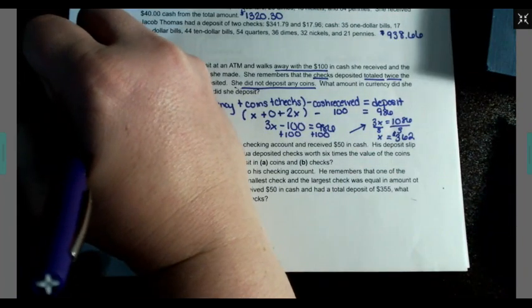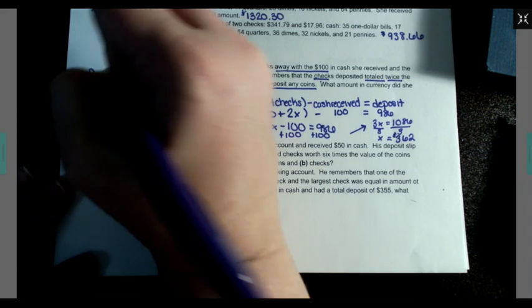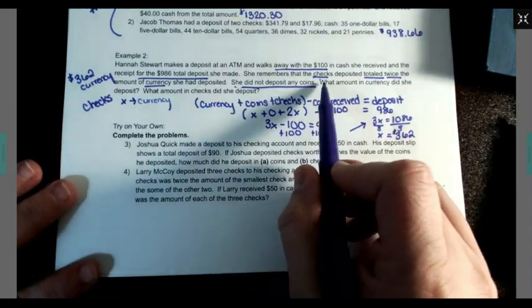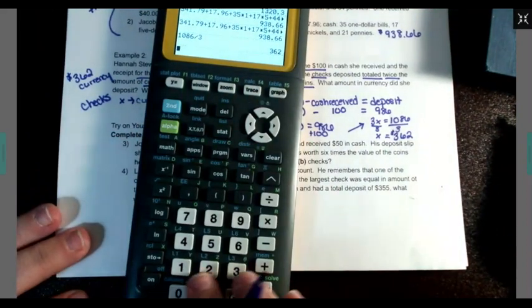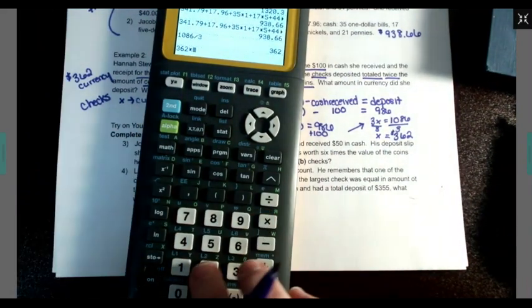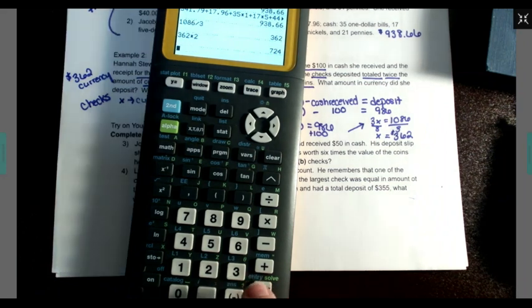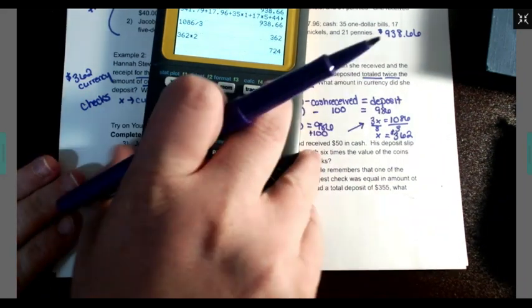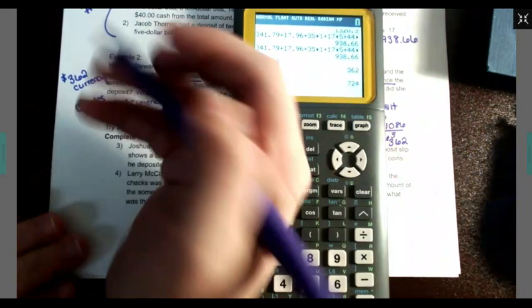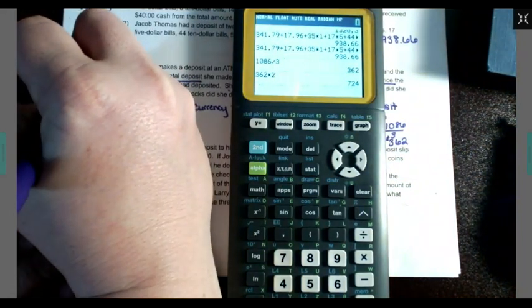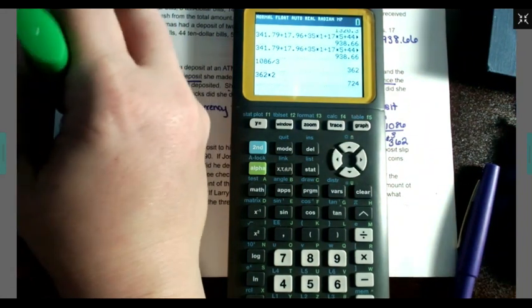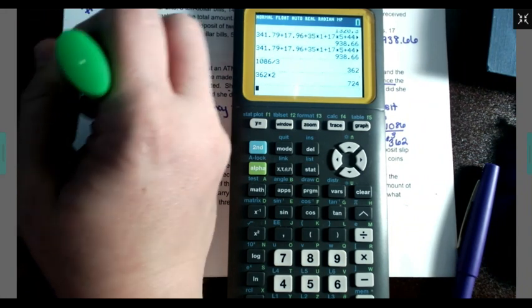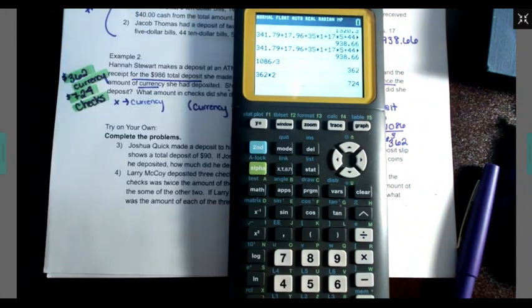Now I want to find out what she deposited in checks. Now recall that my checks was 2 times my currency. So if my currency is 362, I would multiply that by 2 and find out the amount in checks. And the amount in checks is $724. So my 2 answers are over here in the corner: $362 for currency, $724 for my checks.